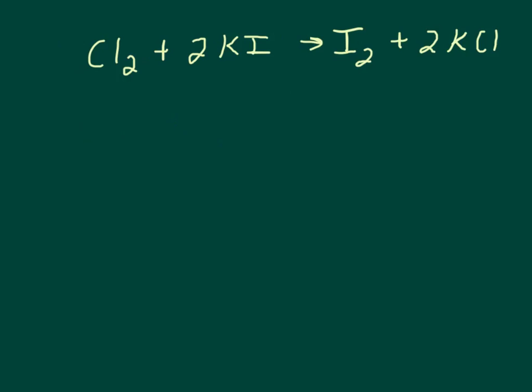Let's look at one last example. In this reaction, we have chlorine possibly replacing iodine. Chlorine and iodine are nonmetals, and since they're nonmetals, we'll be looking at their ability to gain electrons. Whichever one is better at gaining electrons is the one that's more likely to wind up in a compound at the end.